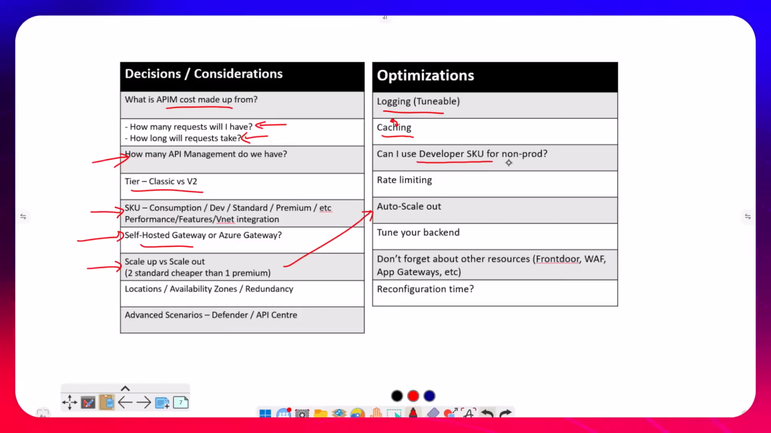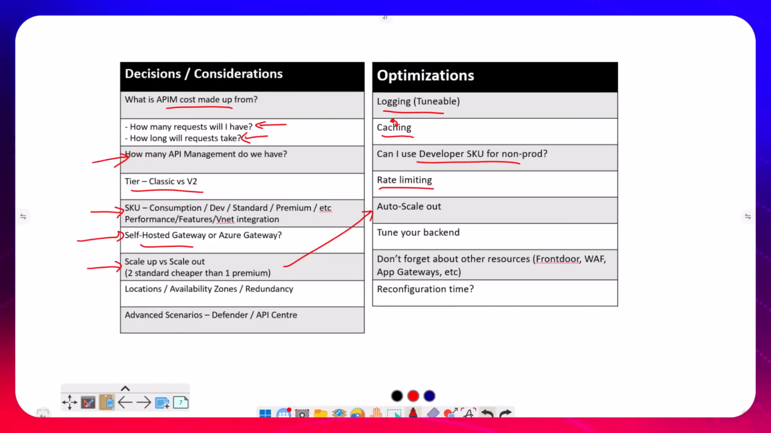I think we talked a little bit about the developer SKU for non-prod. If you've got a non-prod environment, maybe you're going to use standard, but the challenge is when you have that network and integration. If we can use the developer SKU for non-prod, then you'll get some benefits, in that you won't have to buy a premium.